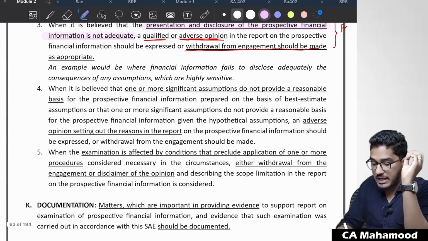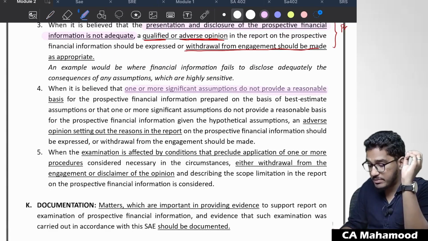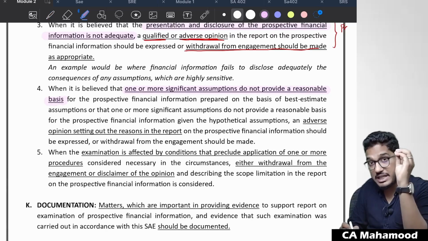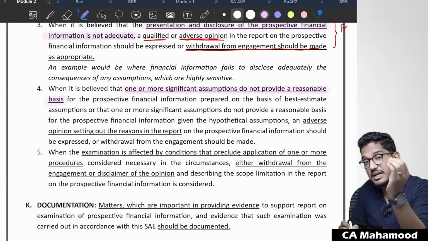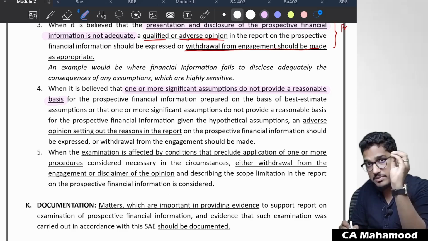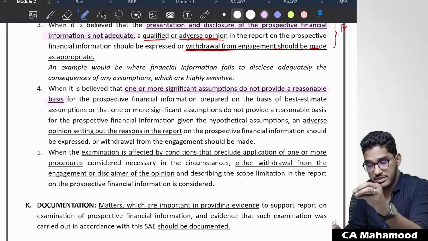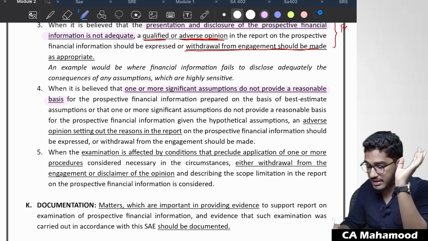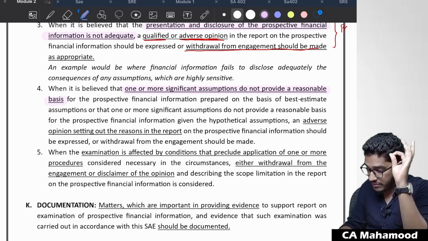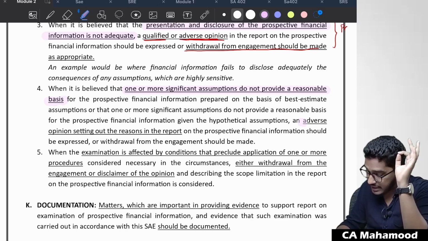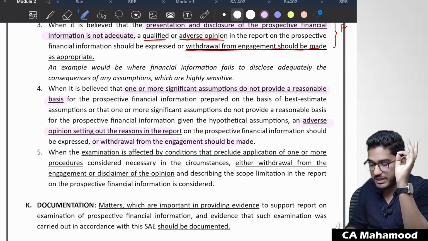When it is believed that one or more significant assumptions do not provide a reasonable basis, that means if you came to know that assumptions are unreasonable, whatever assumptions management has made in the preparation of that prospective financial information, if assumptions are unreasonable, the standard says for the prospective financial information on the basis of hypothetical assumptions or on the basis of best estimate, you have to directly give adverse opinion, setting out the reasons in the report, or you should withdraw from the engagement.